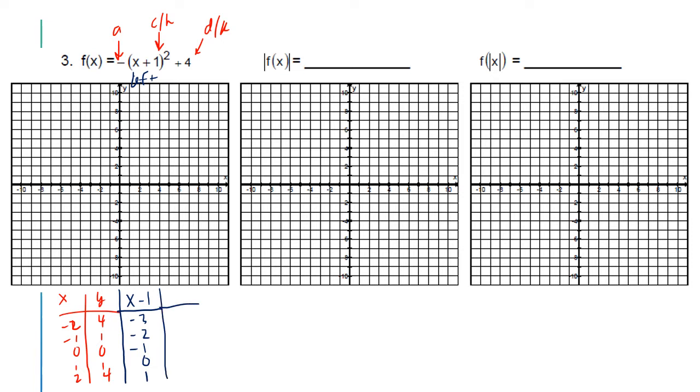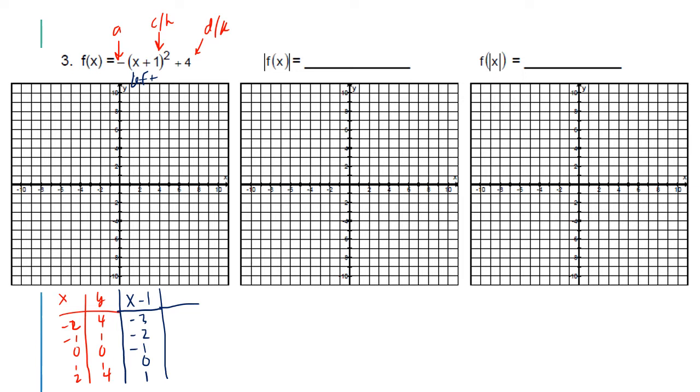Now let's talk about what's happening to our y's. We have our a and our d, and our a and our d are affecting our y's. So the a tells us that we're going to multiply by -1 so that it can reflect. And then the d tells us that we're going to shift up 4 units, okay?